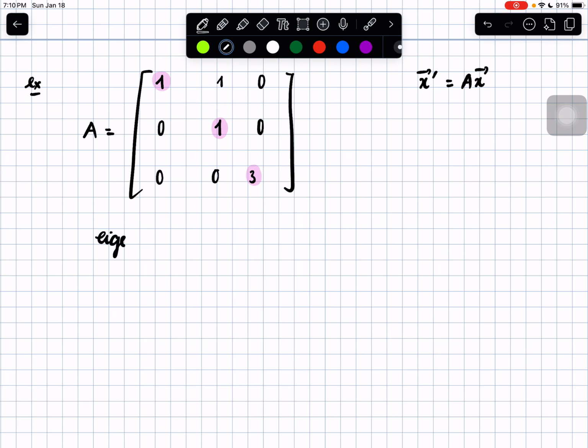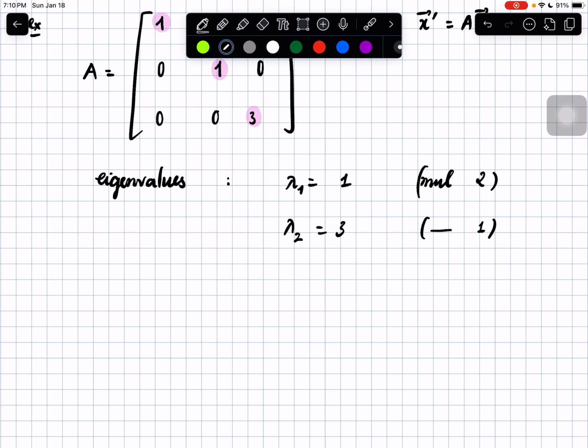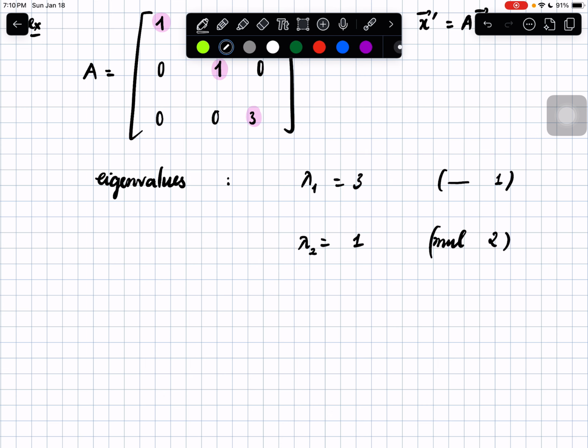Eigenvalues are the entries on the main diagonal. Lambda 1 equal to 1 and lambda 2 equal to 3. So lambda 1 has multiplicity 2, the other one multiplicity 1. Let me do the multiplicity 1 first. Let's do that computation so we get one eigenvector for sure first, and then deal with the other case later.